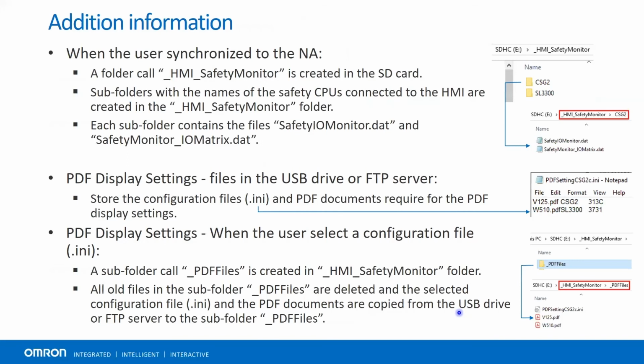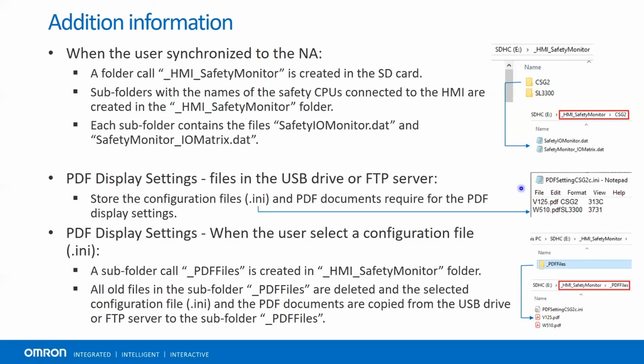And here's some additional information. When a user synchronizes to the NA, a folder called _HMI_safety monitor is created in the SD card. A subfolder with the name of the safety CPU connected to the HMI is created in the _HMI_safety monitors folder. Each subfolder contains the files safety-io-monitor.dat and safety-monitor_io-matrix.dat.